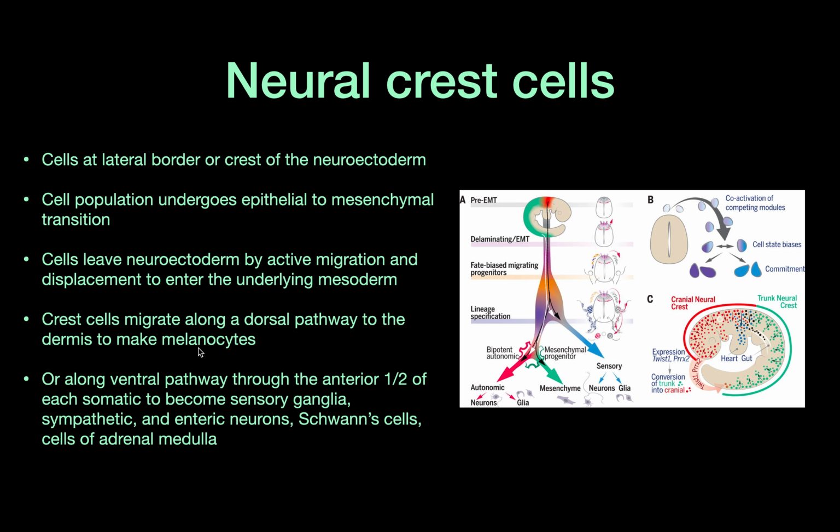And the crest cells will migrate along two different pathways. Along the dorsal pathway, it will go to the dermis, and that will make melanocytes in either the skin or the hair. And the other pathway is the ventral pathway, where it goes through the anterior half of each somite to be a sensory ganglia or a sympathetic and enteric neuron. It can also go and make Schwann cells or cells of the adrenal medulla.